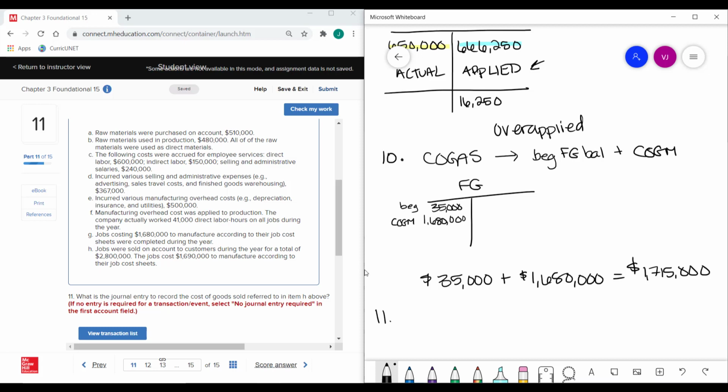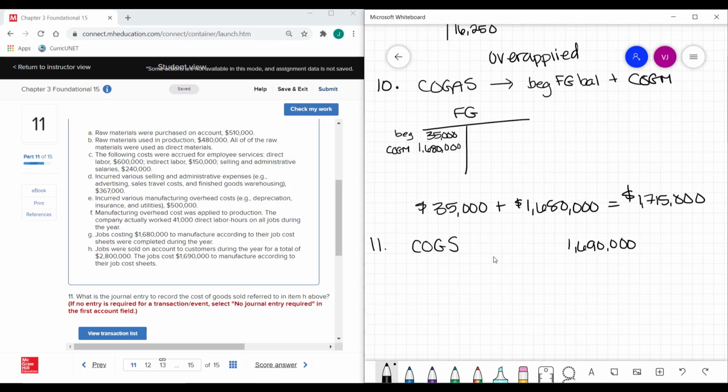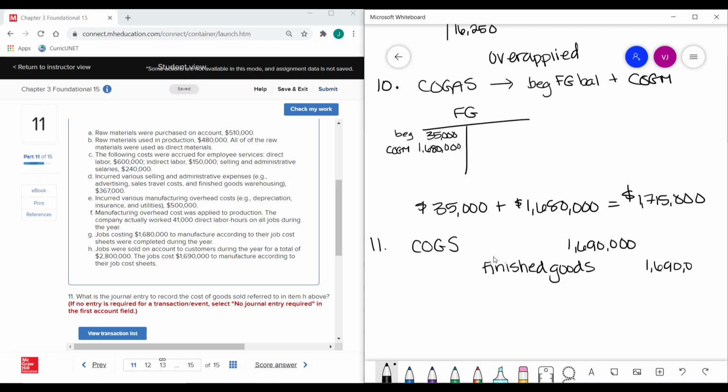So how do we record cost of goods sold? Well, they tell us what the cost of goods sold is. It's 1.69 million. So we're going to debit cost of goods sold for that 1.69 million. And in accounting 2, when we recorded the cost of a sale, what were we used to? We would debit cost of goods sold and credit inventory. That's still correct, but since we're a manufacturer, we have to use a specific inventory account since we have different phases of inventory. So what would that inventory account be that we have to credit? Has to be finished goods. 1.69 million.